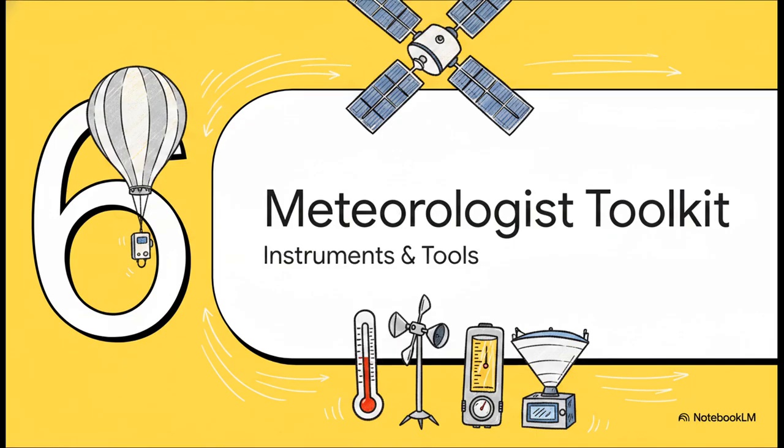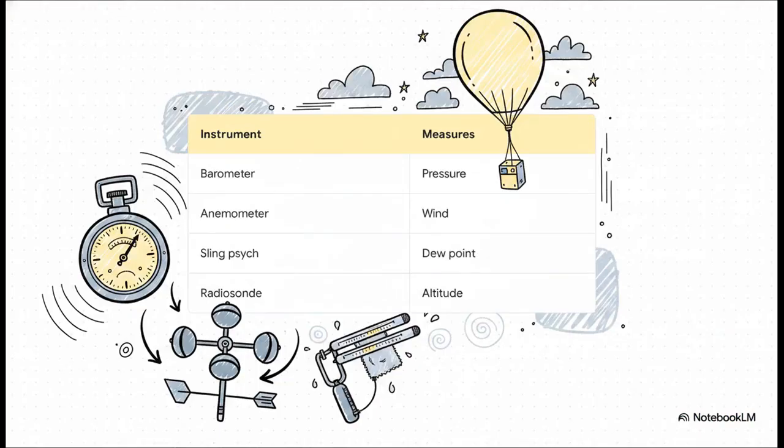Finally, Section 6, the Meteorologist's Toolkit, covering instruments and predictions. We've spent all this time decoding the map, but let's connect these symbols back to reality. Every single symbol on our model links to a physical instrument. That tricky pressure code, measured by a barometer.